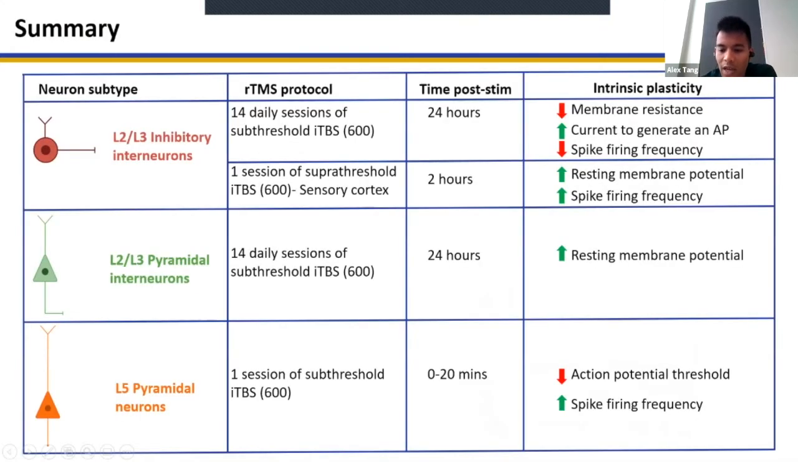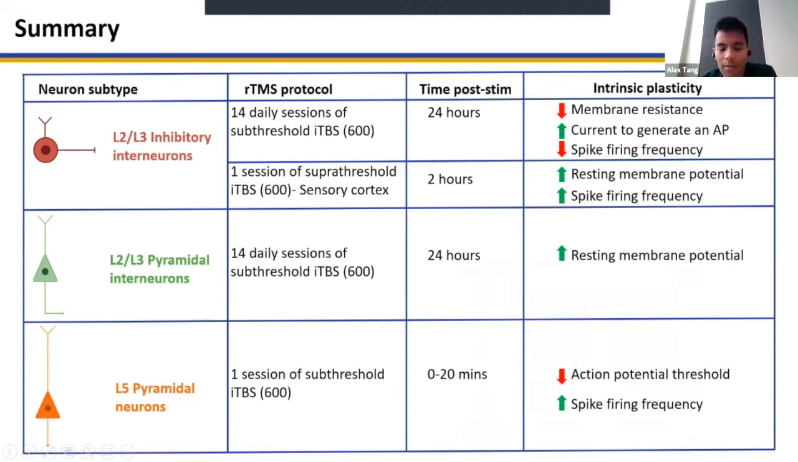This is just a table to summarize the work that's been done in this space. I'm not going to go through it all, but I think what it quite clearly demonstrates is that if you look across the neural network in the motor cortex, you'll find that rTMS is changing intrinsic plasticity in multiple cell types, and it's changing them at different times post-stimulation, although it is important to realize that the stimulation protocol is not the same between the studies.